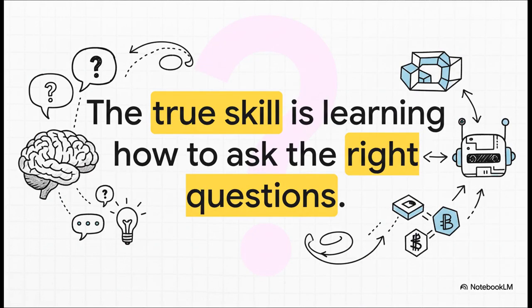And that kind of leaves us with this final, really interesting thought to chew on. In this new world of AI-assisted everything, maybe the most valuable skill isn't being a perfect coder anymore. Maybe the true skill is learning how to ask the right questions, learning how to be a great director for your incredibly intelligent AI partner. What do you think?